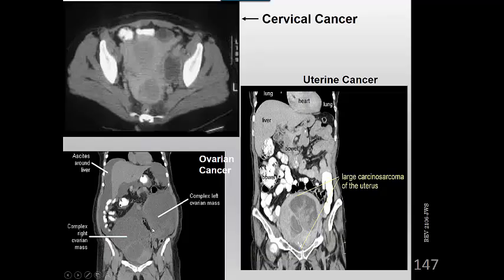Ovarian cancer, this is a very advanced ovarian cancer. You have a complex right ovarian mass and a complex left ovarian mass, and it's taken up over half of the abdominal cavity. So this is very advanced ovarian cancer. There's some fluid and ascites around, layering out here around the liver and on the side of the abdomen. And here's uterine cancer. The uterus has a large carcinosarcoma, and it's filling up the uterus here.